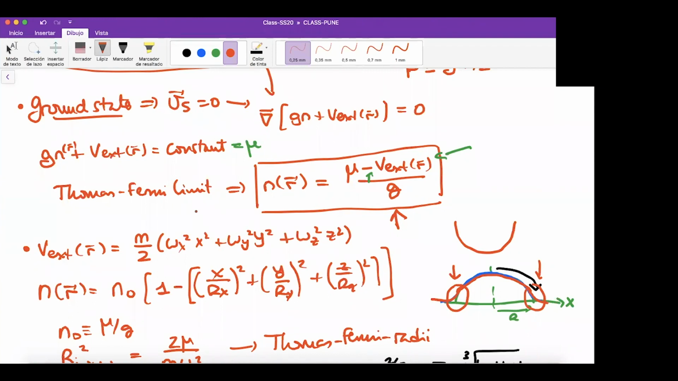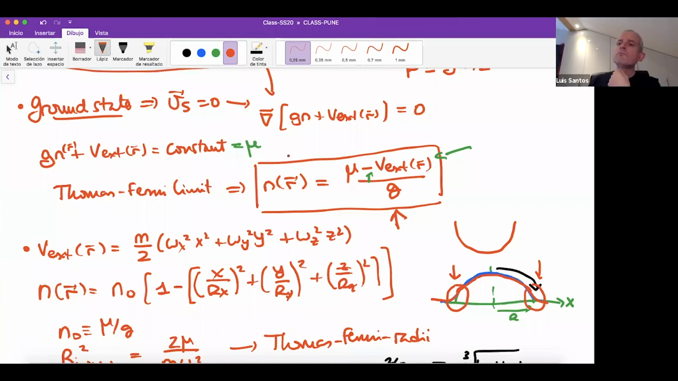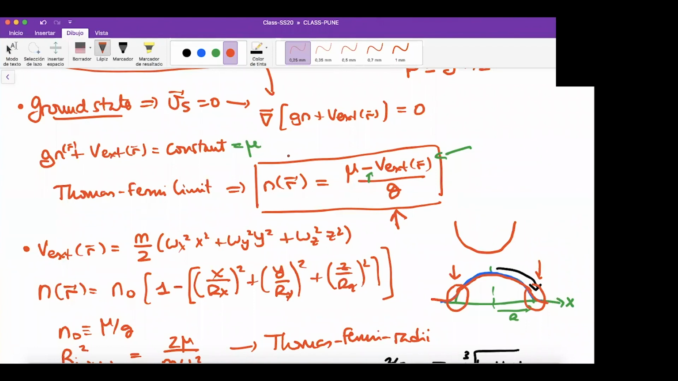Luis, there is one comment: is it fair to say that the quantum pressure prevents collapse in an attractive condensate? Yes, this is absolutely true. It's the quantum pressure actually which prevents the collapse.